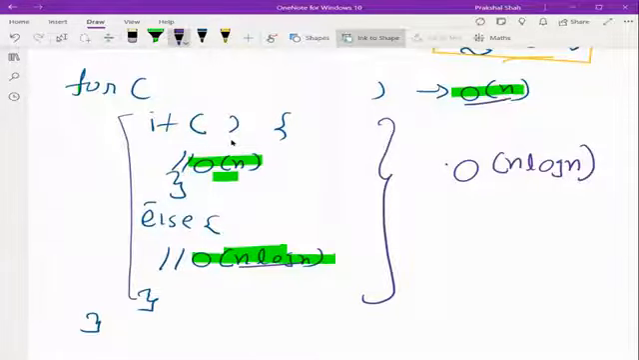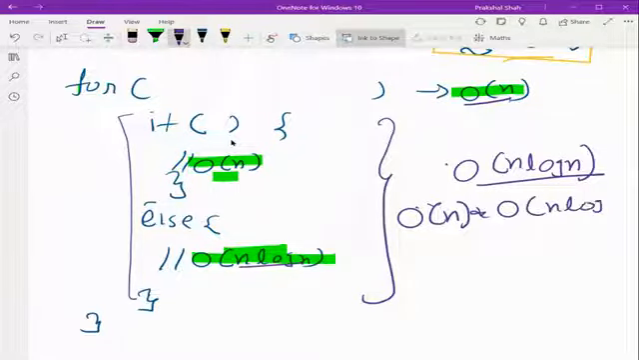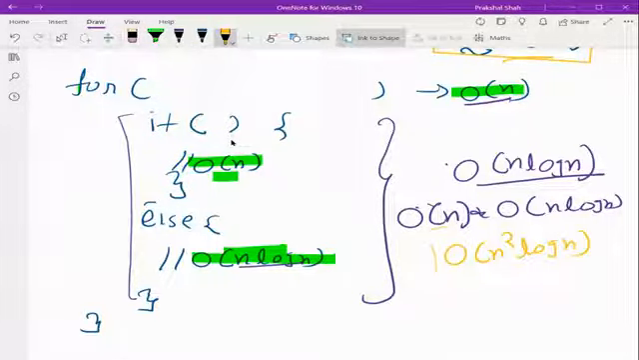Now this is order of n, this is order of n log n. So what I just taught you, that whatever is inside your for, you need to multiply it: order of n into order of n log n. So basically your answer would be order of n square log n. Yes or no, Rupesh? Agreed? Okay, is it making some sense?